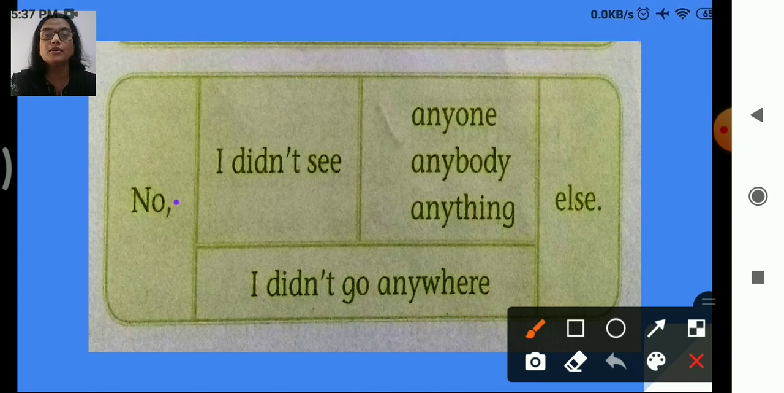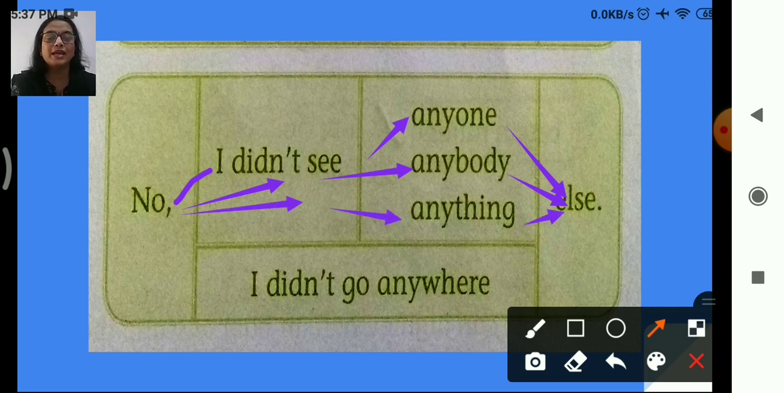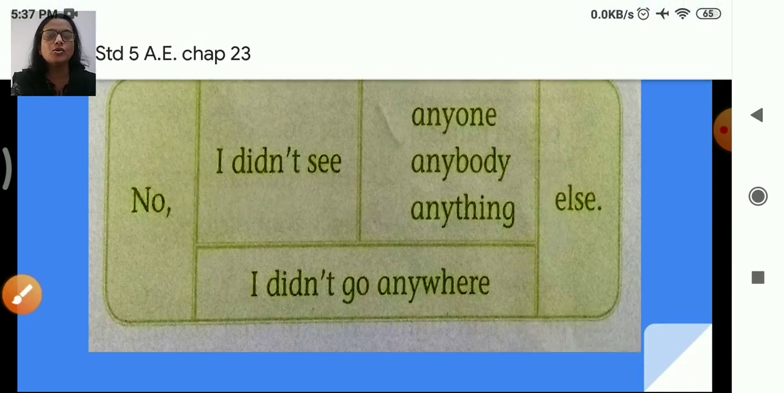First you will use the first no, then I didn't see anyone. Then it will come to else. Then again no, I didn't see anybody. Again it will come to else. Same way, no, I didn't see, then it will come to anything and it will go to else. Same way, no, I didn't go anywhere else. This is the way you frame the sentences which are given in the table. And I know you know this very well. So, this is the no sentence.